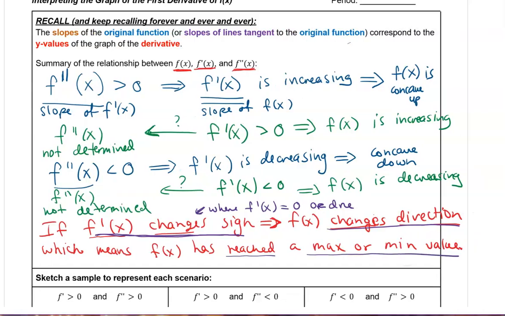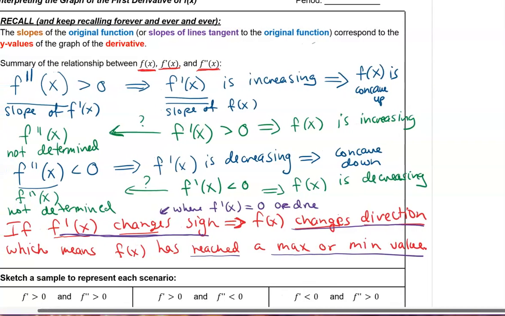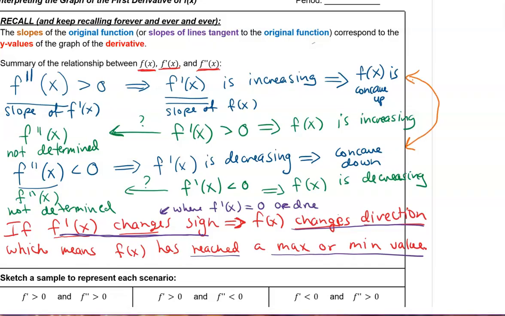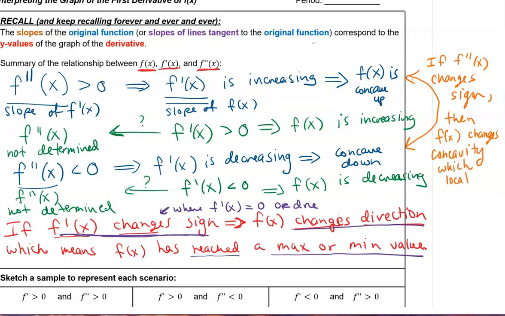Similarly, if the second derivative changes sign, so if it changed from positive to negative, then we can see that f of x would be changing concavity. So two functions ago, before taking the derivative, that's f of x, would be changing concavity. And so that's locating a point of inflection on the graph of f of x.